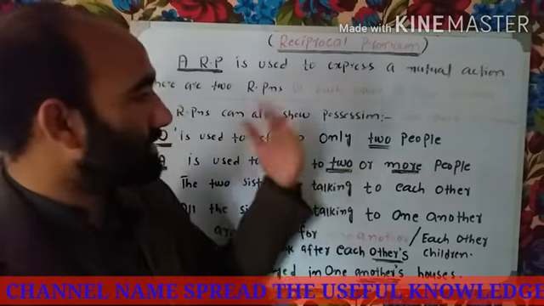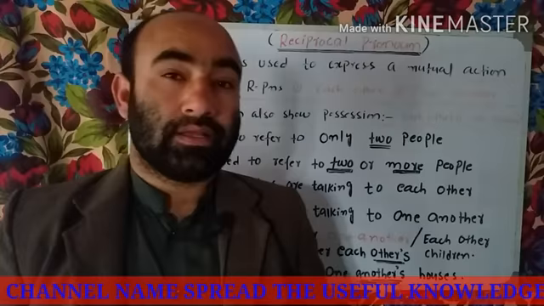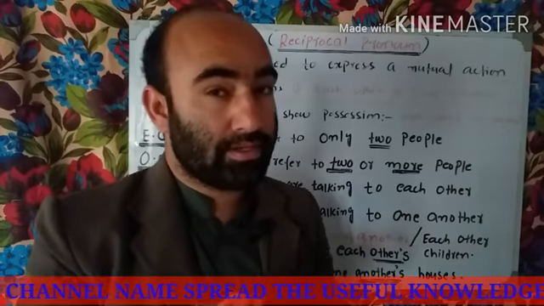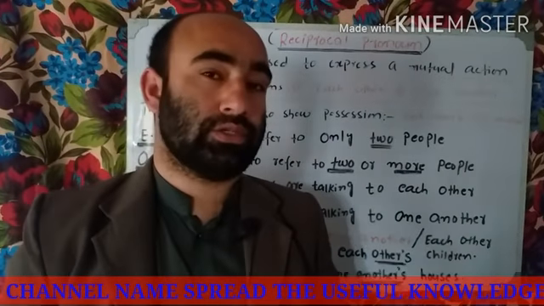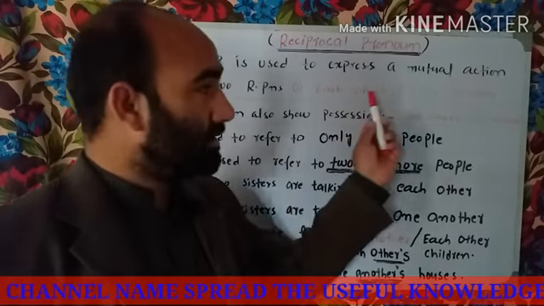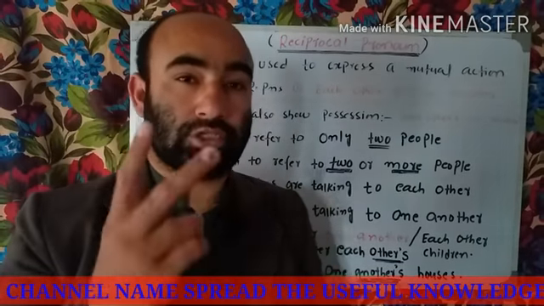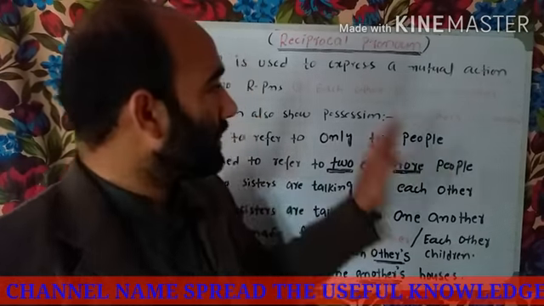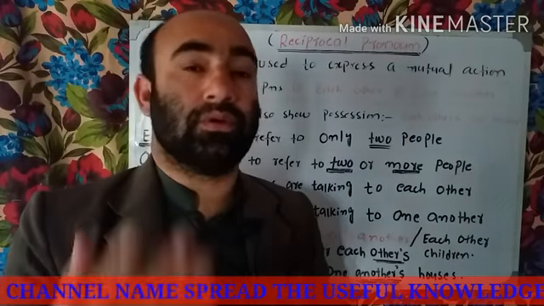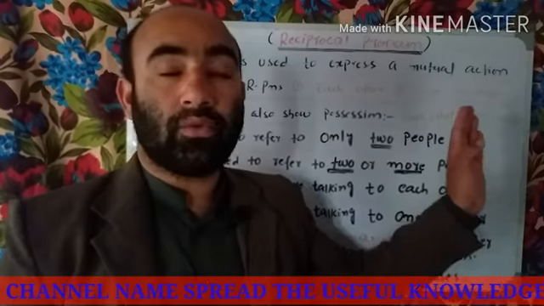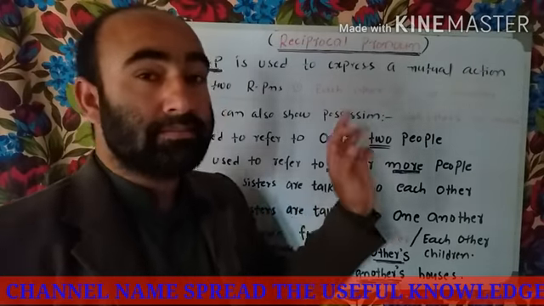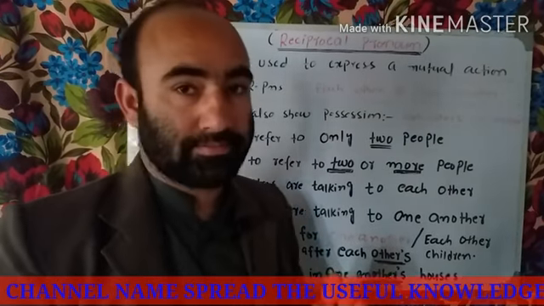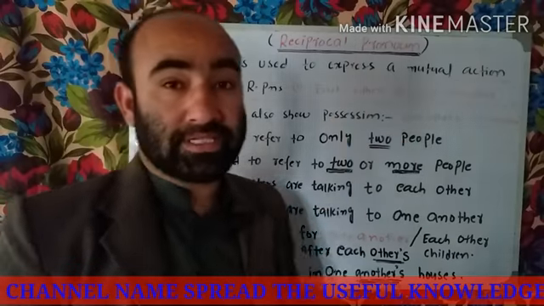But before discussing them, here is a misconception, a little bit of confusion among the students, so I'm going to clear it up. Each other and one another are two separate words. They will not be written as a whole. The space must be there, but you should not write a hyphen.